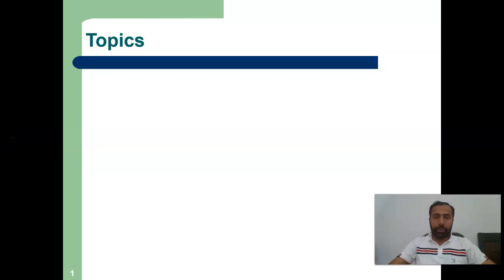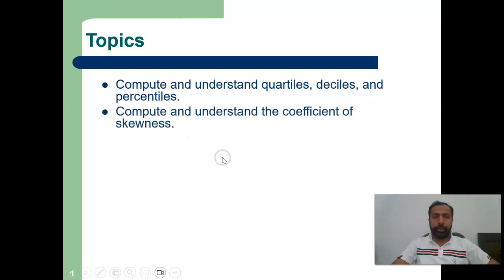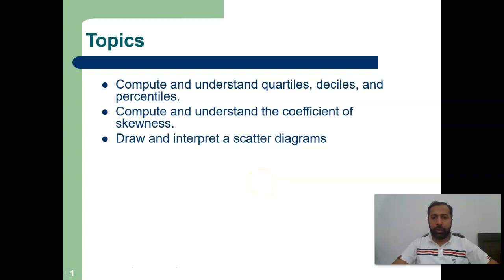Assalamu alaikum. Now, in this video tutorial, we shall discuss how to compute the quartiles, deciles, and percentiles. Then we shall see how to compute and how to interpret the coefficient of skewness. And then we shall discuss the scatter diagram, how to draw it and how to interpret it.